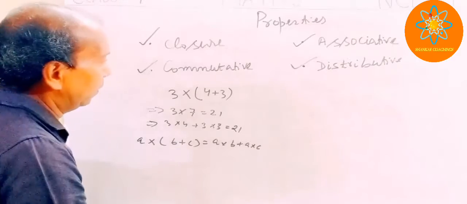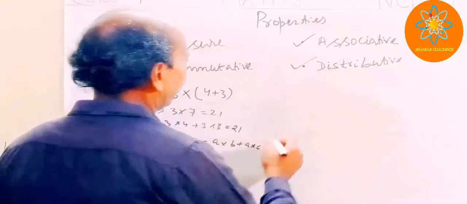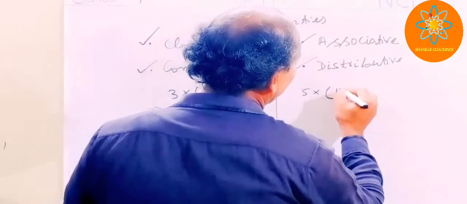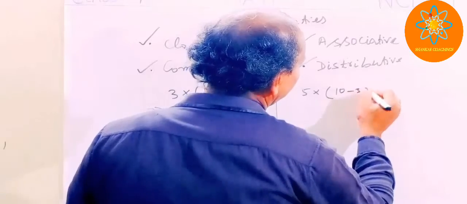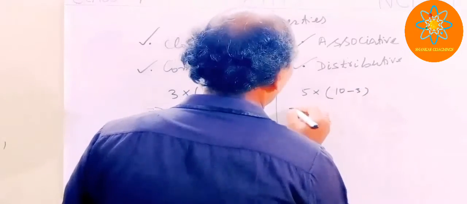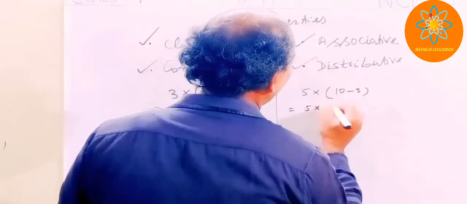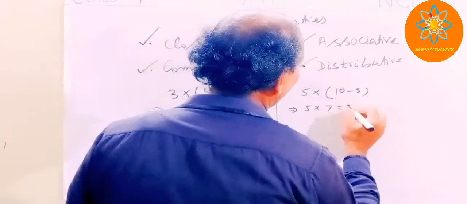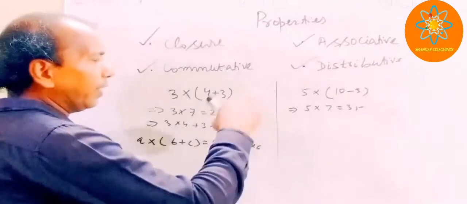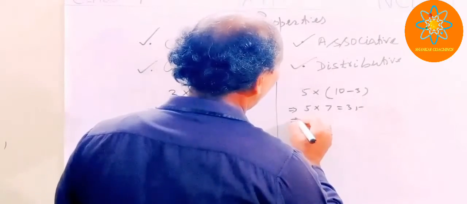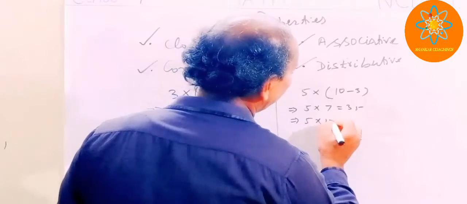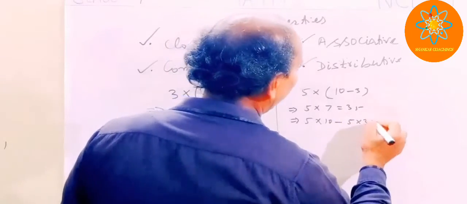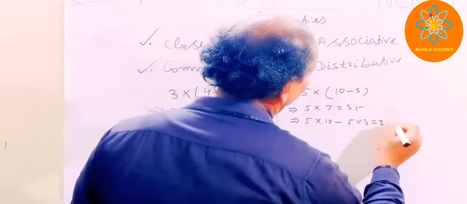Similarly, I can take another example: 5 into, let's suppose, (10 minus 3). What will this value be? It is 5 into 7, that is 35. Or I can solve this question in this way also: 5 into 10 minus 5 into 3. How much will it be? It will be again 35.